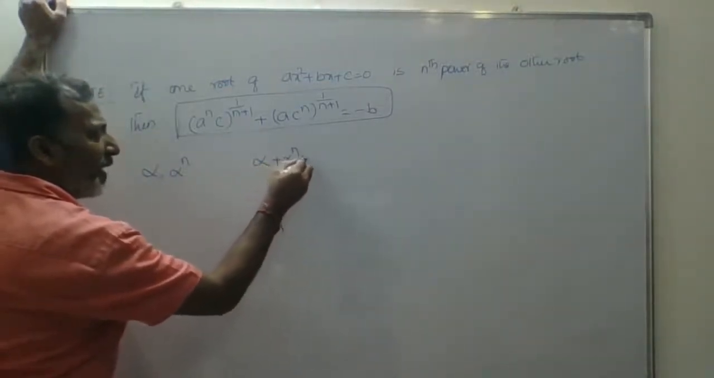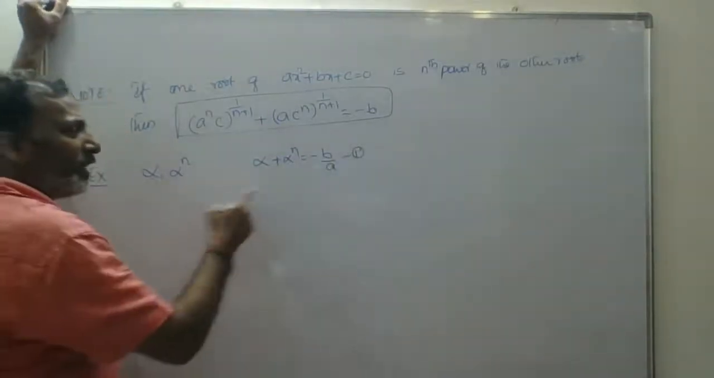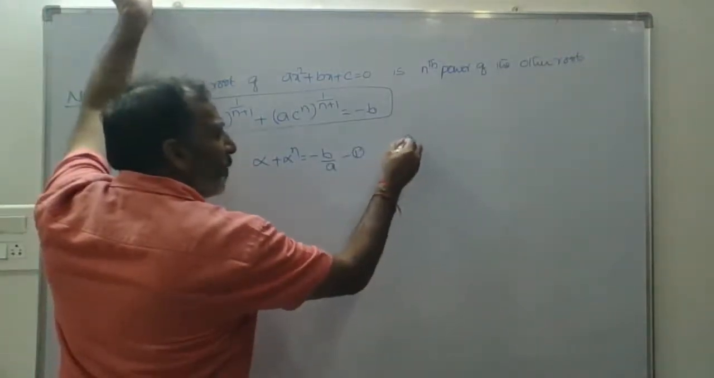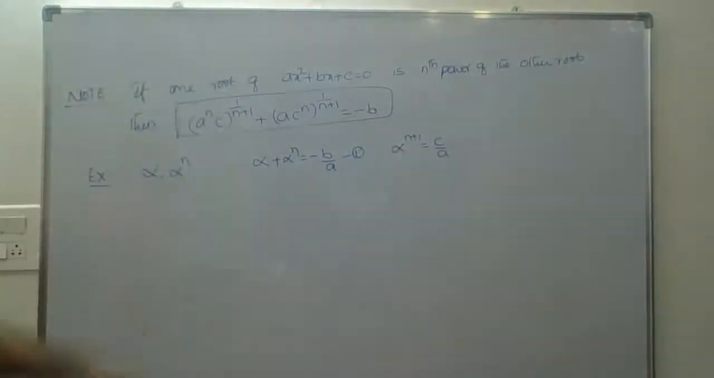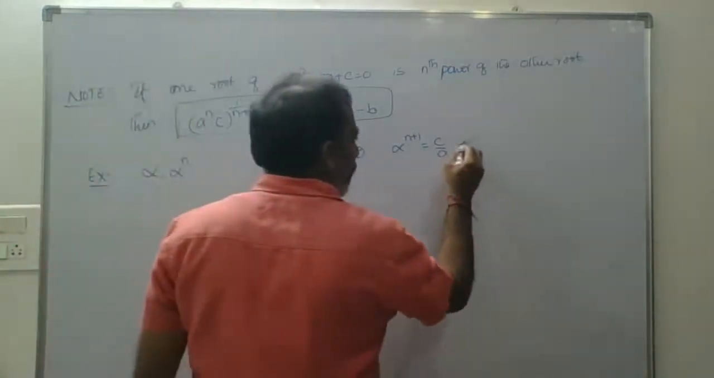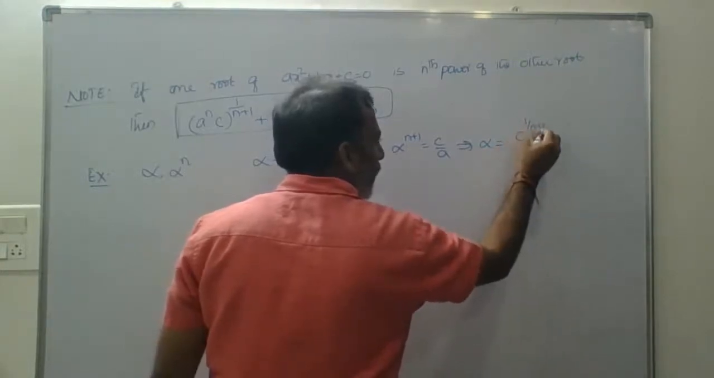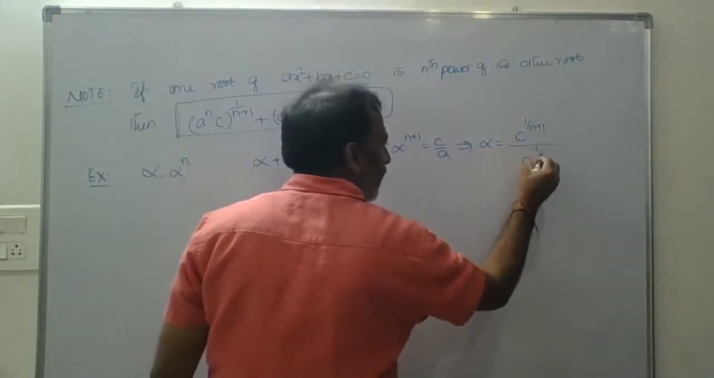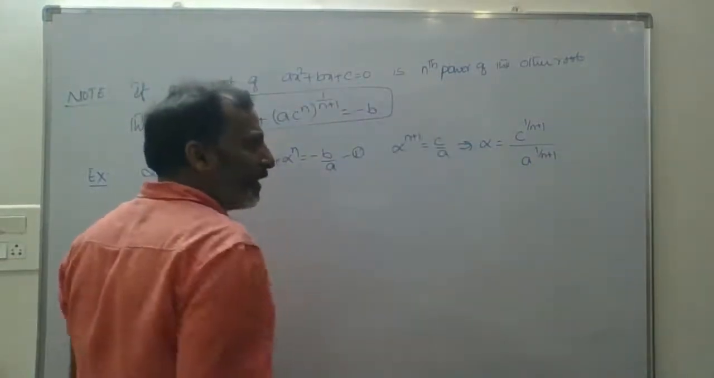Alpha plus alpha power n is equal to what? Minus b by a. What is the product of the roots? Alpha power n plus 1. అర్థమైందా? Alpha into alpha power n. How much? Alpha power n plus 1. So from this, what is alpha? C power 1 by n plus 1 by a power 1 by n plus 1. ఈ 1 by n plus 1 దీని పవర్ తీసుకోవాలి కదా నాన్న.